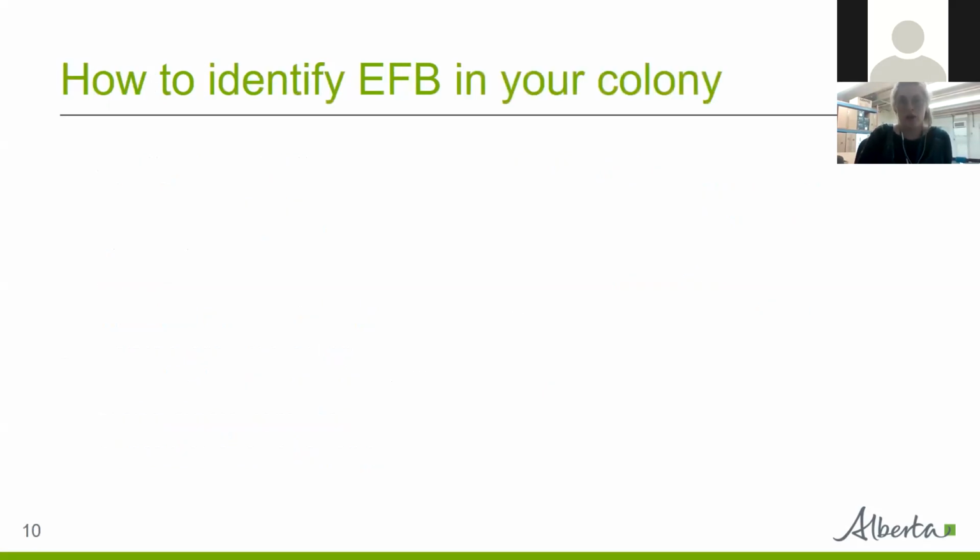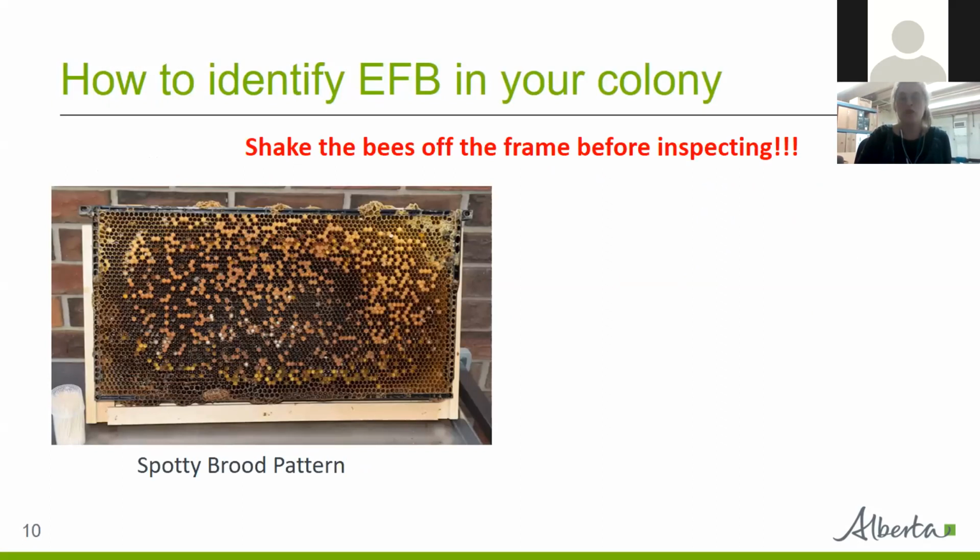So, moving on to how to identify ESB in your colony. The first thing I want to say is make sure you inspect at least 3 brood frames every time you go out, and shake all those bees off before you inspect the frame. It is so difficult to see what's happening with those larvae, especially if your colony is strong. So we suggest shaking all the bees off so you can get a real close look.